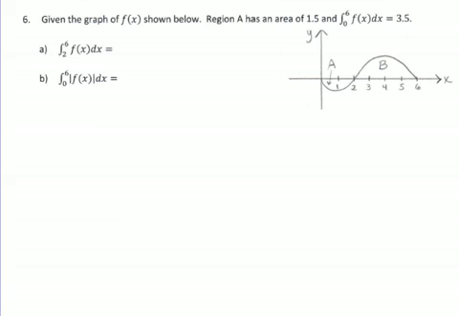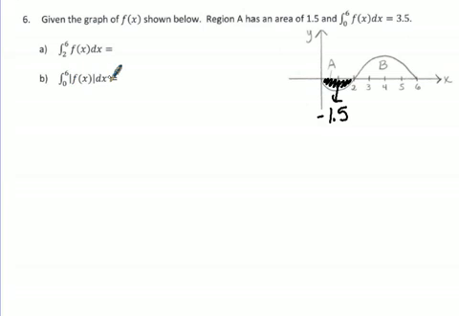Question number 6. We have this graph shown below, and they're telling us here that region A has an area of 1.5. So this region right here is 1.5. Now, notice that region is below the x-axis, and so we might also want to note that it is negative. They're also telling us that the integral from 0 to 6 is equal to 3.5. And then they're asking us to evaluate these two integrals over here at the side.